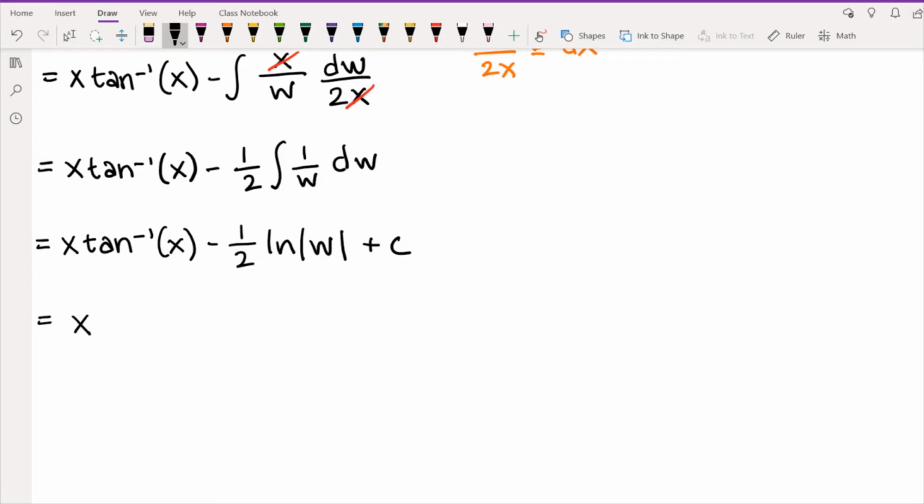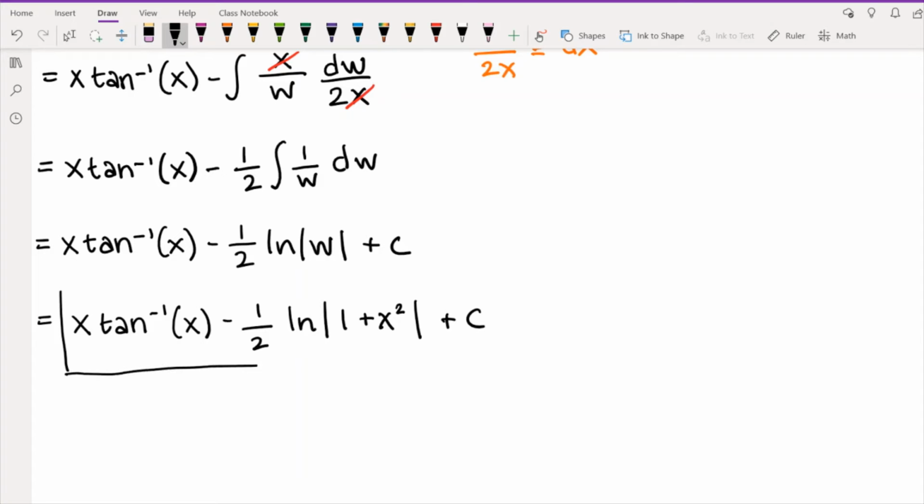So we end up with x times inverse tangent of x minus 1/2 times ln of absolute value of 1 plus x squared plus c. And that's our answer. So a little more complicated than the last one, but it's the same idea. And actually, you can use this approach for any inverse trig. So I'll put on the worksheet a different inverse trig function, and the same kind of approach should work.